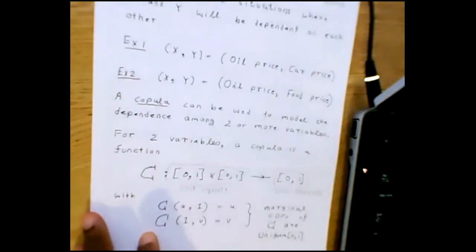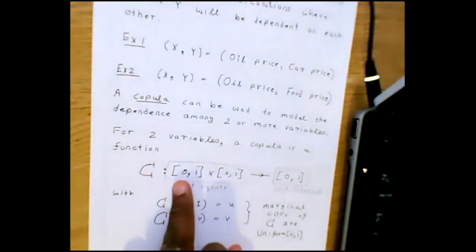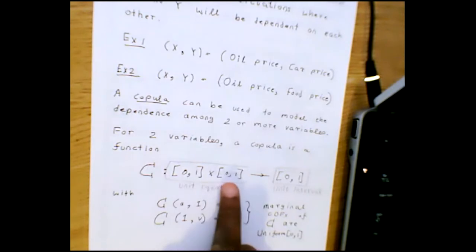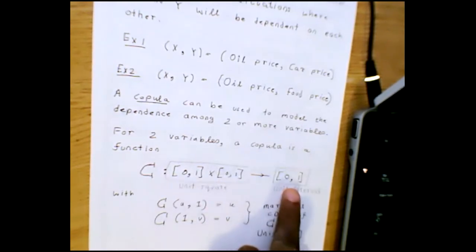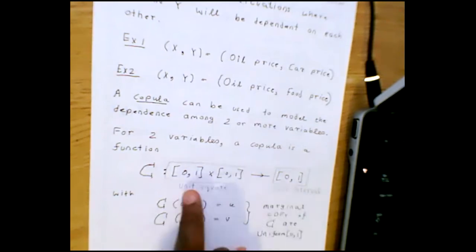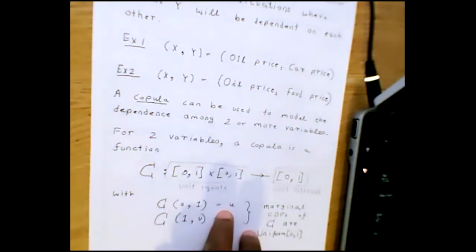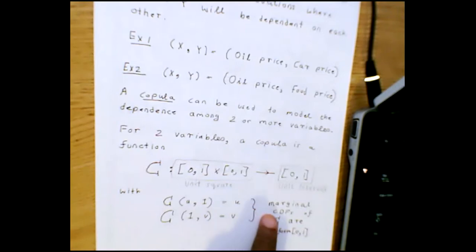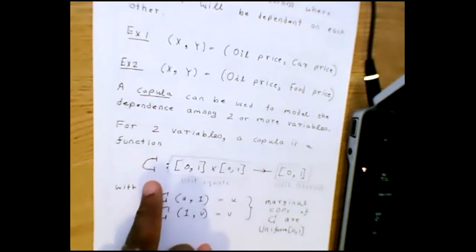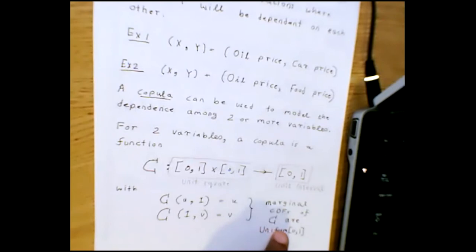A copula, in the two variable case, is a function from [0,1] times [0,1], which is a square, into the unit interval [0,1], right? So that's when you have two variables, with the conditions that C at (u,1) is equal to u, and C at (1,v) is equal to v. And these two conditions tell you that the marginal CDFs of C are uniform on [0,1]. That's what these two conditions tell you.